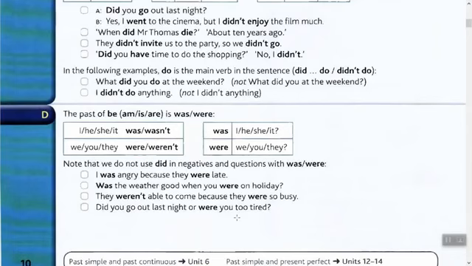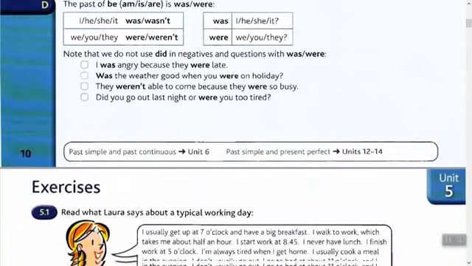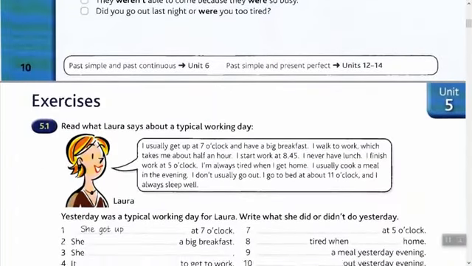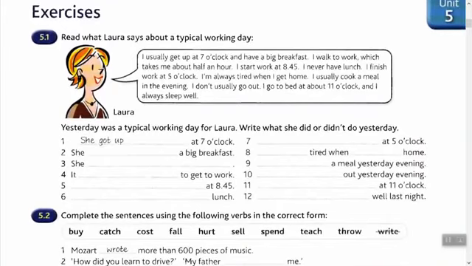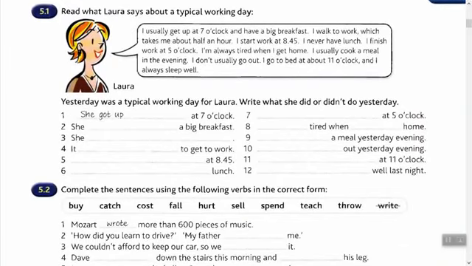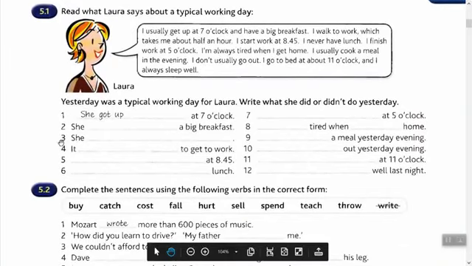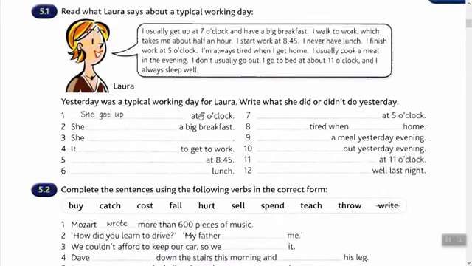Okay, we go to the exercise. You can see some exercises here. For example, yesterday was a typical working day for Laura. Write what she did or didn't do yesterday. For example, she got up.